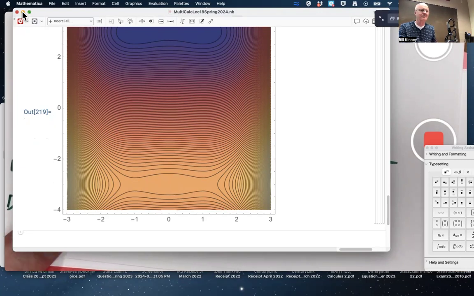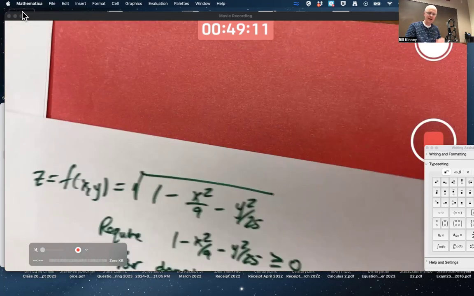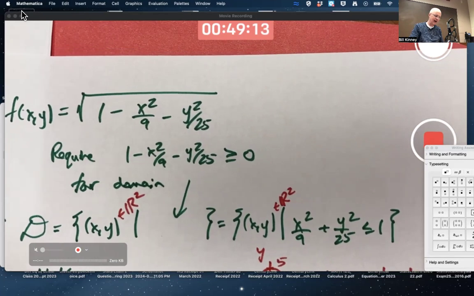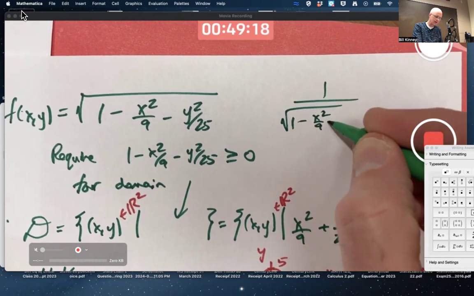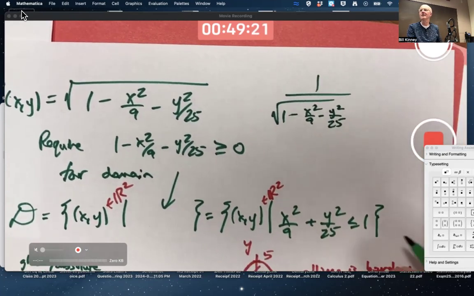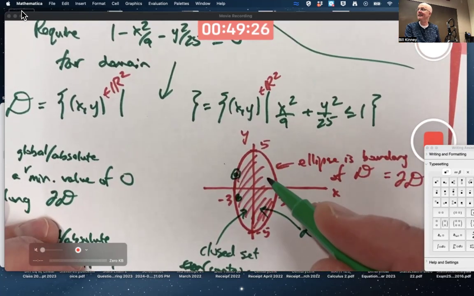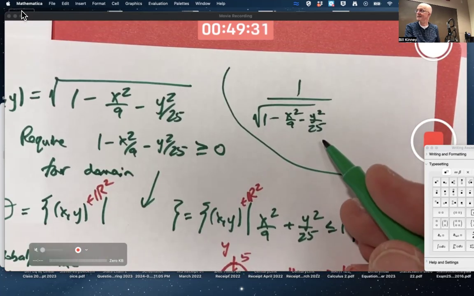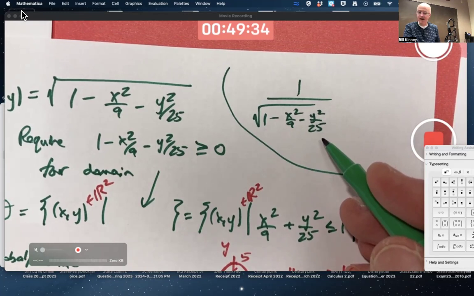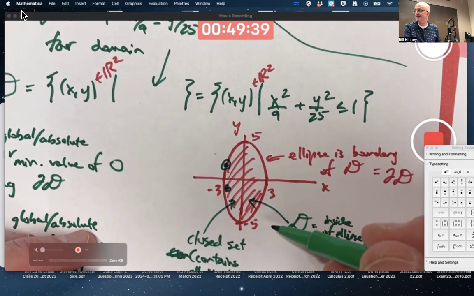Let me say one more thing. Back in the other kind of problem, where I'm thinking about the domain and thinking about it intuitively, if I had thought about this function, 1 divided by that square root, the natural domain would be everything inside the ellipse, but not on the ellipse, because if the point was on the ellipse, we'd be dividing by 0. And the resulting domain would not be a closed and bounded set. It would be an open and bounded set. And there's no guarantee of a max or min.